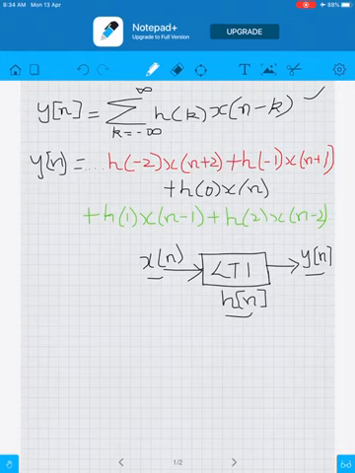Now in the next line, I have expanded the equation by substituting different values of k, that is k is equal to minus 2, minus 1, 0, 1, 2 and so on. For example, if I substitute k is equal to minus 2, I get h of minus 2 into x of n plus 2 from the above equation. Similarly, if I substitute k is equal to 1, I get h of 1 into x of n minus 1 and so on. So now, having the relationship between the input, output and the impulse response of a discrete time system, what can I deduce?